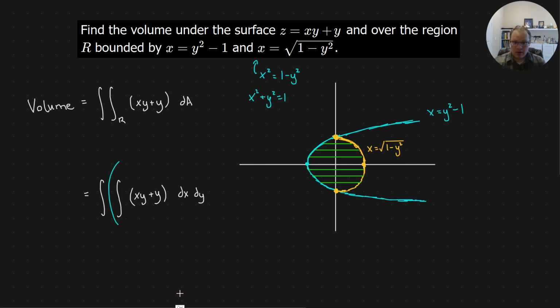All right? So in this case, that left edge for every single one of those slices is going to be the parabola, which is x equals y squared minus 1. So that is my lower limit of integration there. And the right edge of every single slice is the curve x equals root 1 minus y squared. And so that's going to be the top limit of integration.